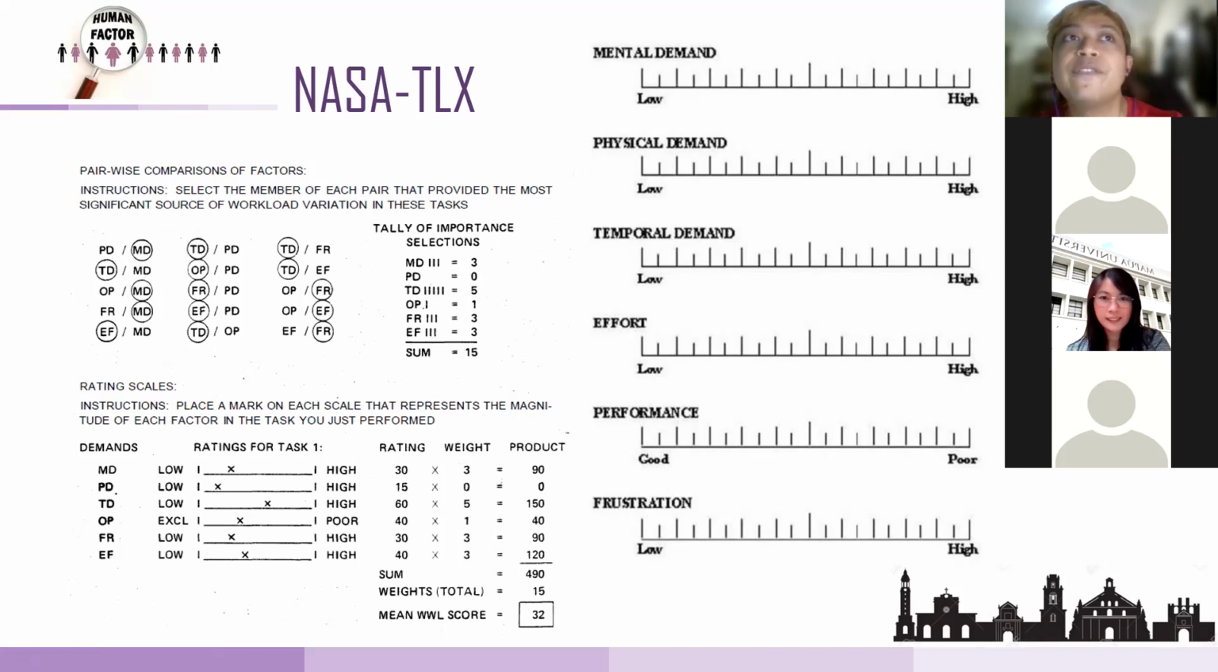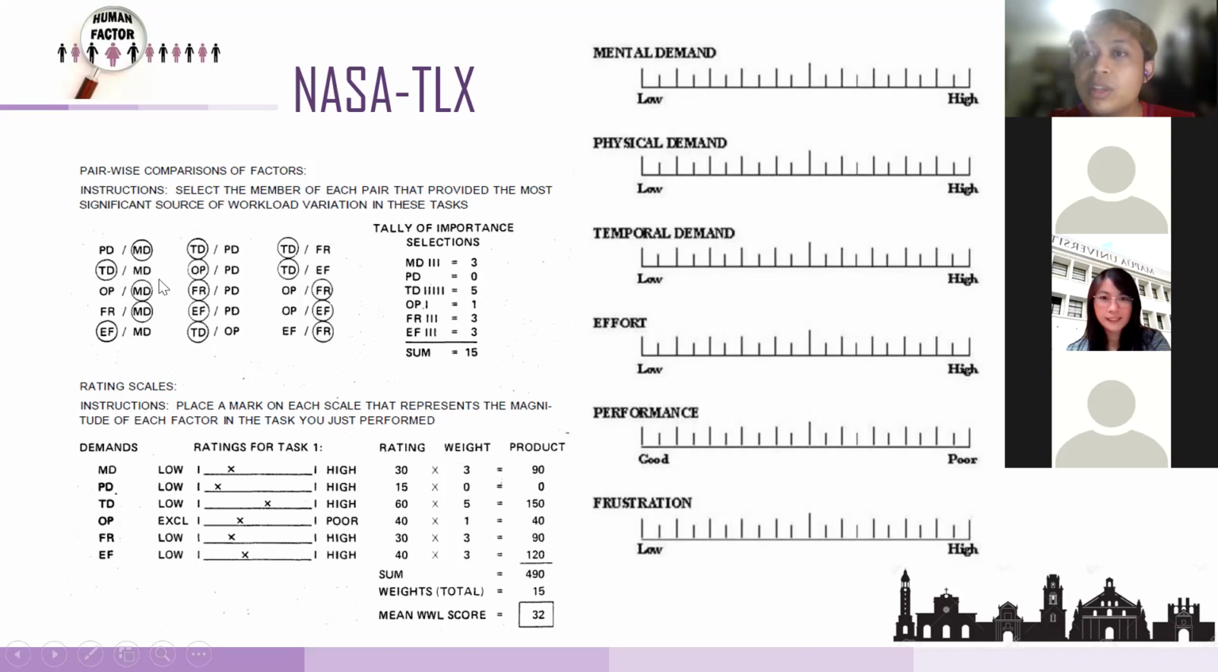But in here, all the participants will be forced to answer, either choose A or choose B. They will be forced to make a decision. For example: physical demand or mental demand, temporal demand or mental demand. And this one, OP is the performance, or the mental demand; frustration or mental demand; effort or the mental demand, and so on.